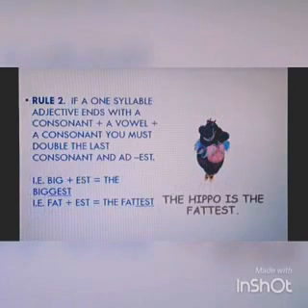Rule 2. If a one-syllable adjective ends with a consonant plus a vowel plus a consonant, you must double the last consonant and add est. For example, big and fat. To big, we also double the last consonant and we add est. The biggest. Fat, the fattest. For example, the hippo is the fattest.